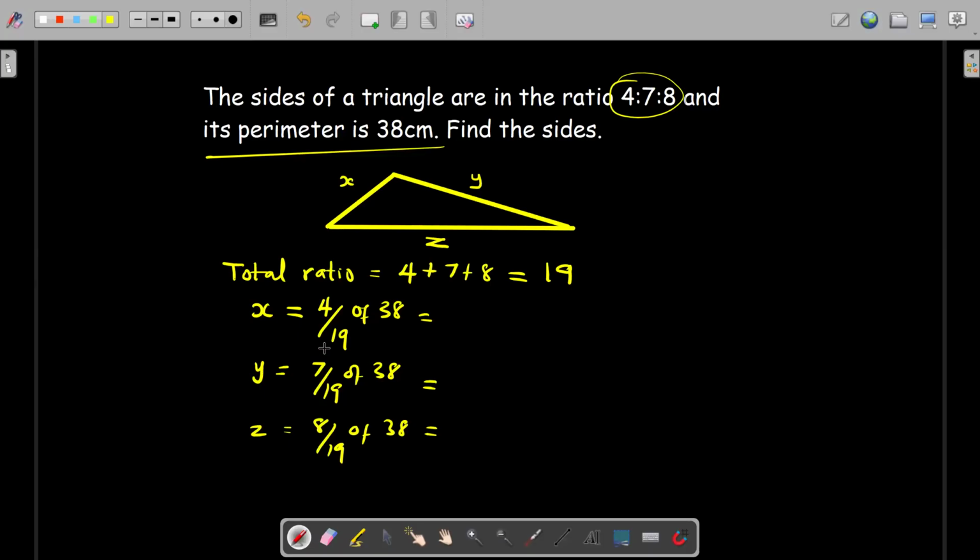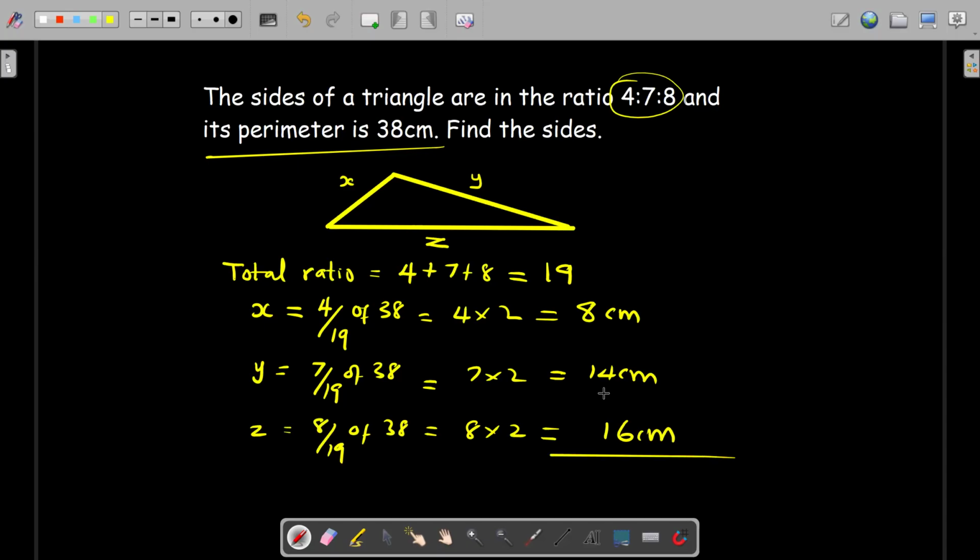So what's 38 by 19? 38 by 19 is 2. So this will be 4 by 2, this is 7 by 2, and this is 8 by 2. And with this, this is going to give us 8 centimeters. This is 14 centimeters. And this is 16 centimeters.